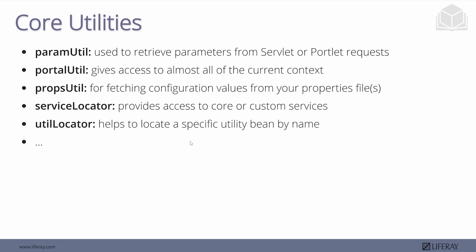Of our core utilities within Liferay, the two that I want to highlight here: param util. This allows us to grab or get parameters from either the servlet or the portlet request. So we can use param util to grab parameters coming from our render requests or action requests. Specifically, the action request is one that we're going to be honing in on. So param util is a very strong, very powerful, very commonly used utility.